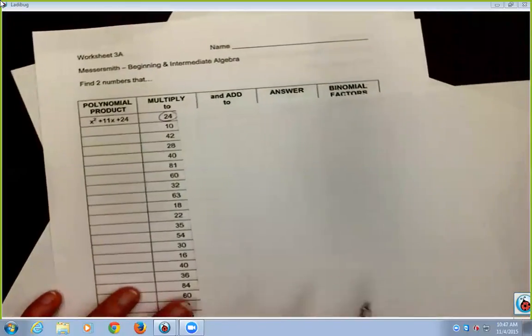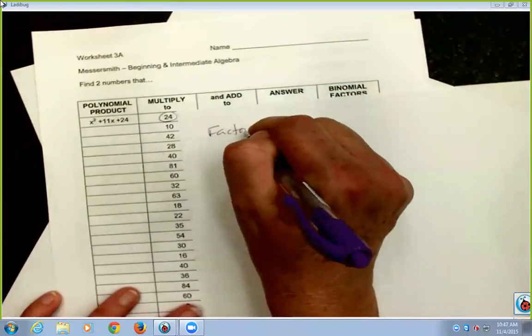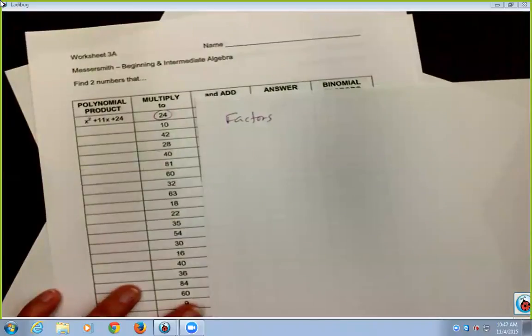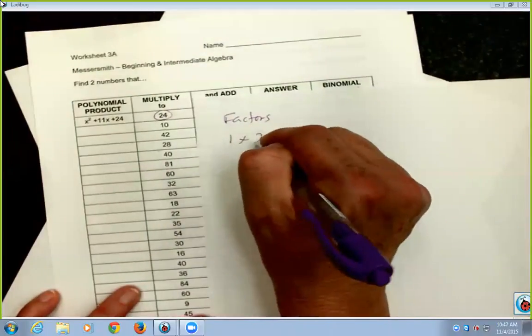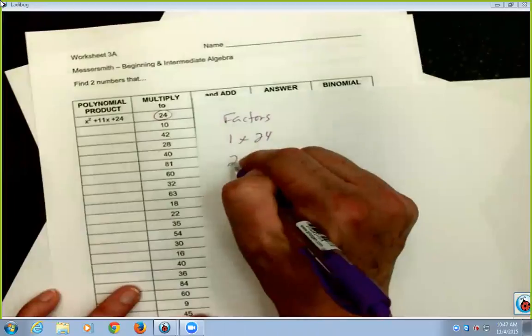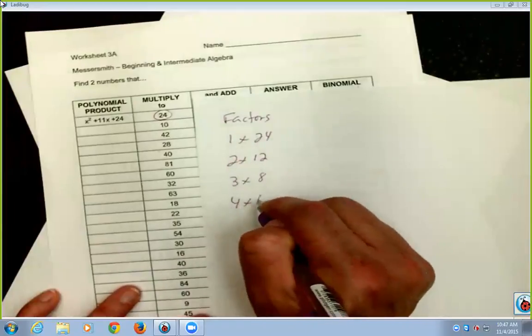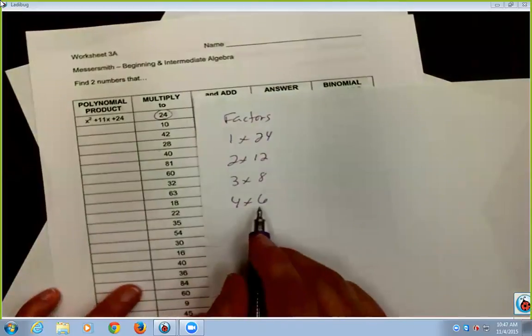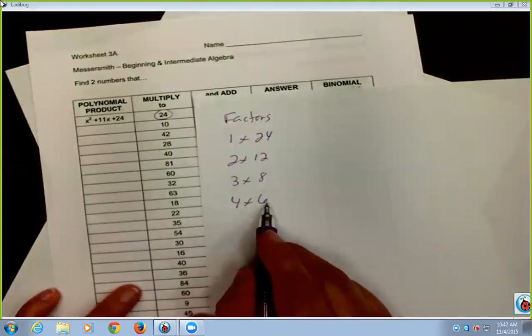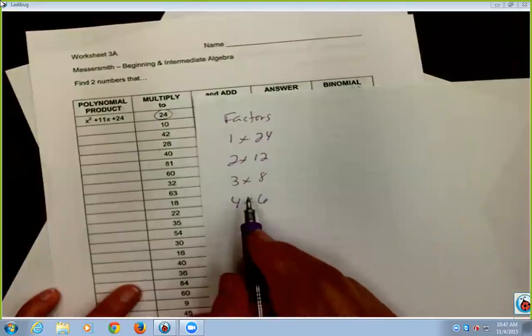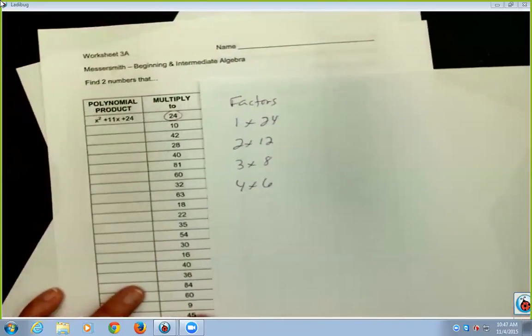24 has a lot of different factors. If we look at factors of 24, it could be 1 times 24. It could be 2 times 12. It could be 3 times 8. It could be 4 times 6. And then when you get to 5, 5 doesn't go into it, and then you start repeating. So you get 6, and then you get 8, and you get 12. So you've got all the factors there.